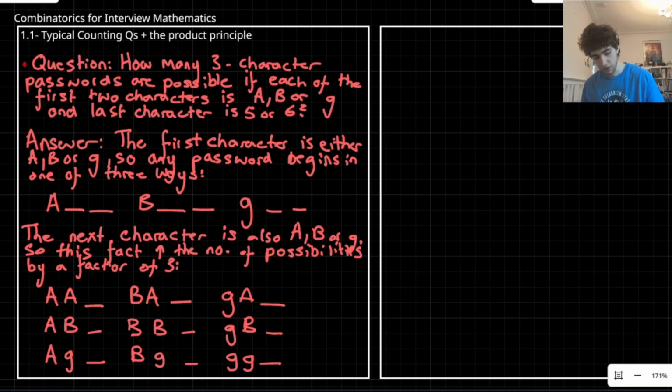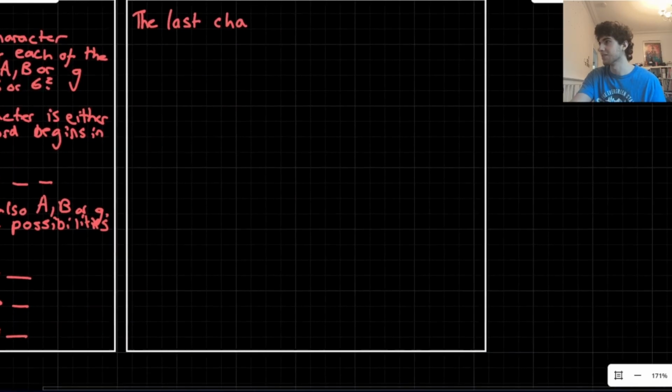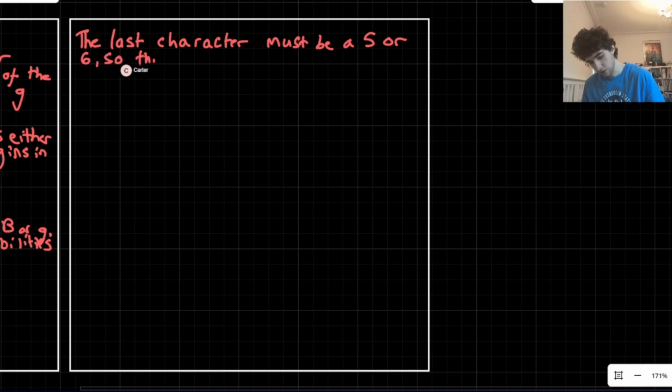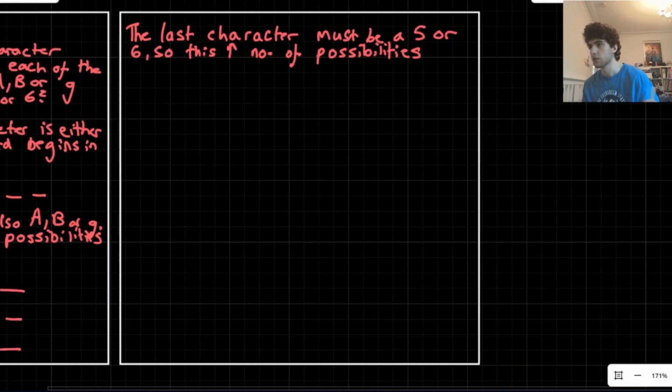Okay? So the last character, move to the right. I never get it right in terms of how much space I need, so we're going to have to just create boxes as we go, but the last character must be a 5 or 6, okay? And so this fact increases, that up arrow there, which means it increases the number of possibilities by a factor of 2. And hopefully you can see what those different possibilities will be, given that we have these 9 possibilities over here, by a factor of 2.